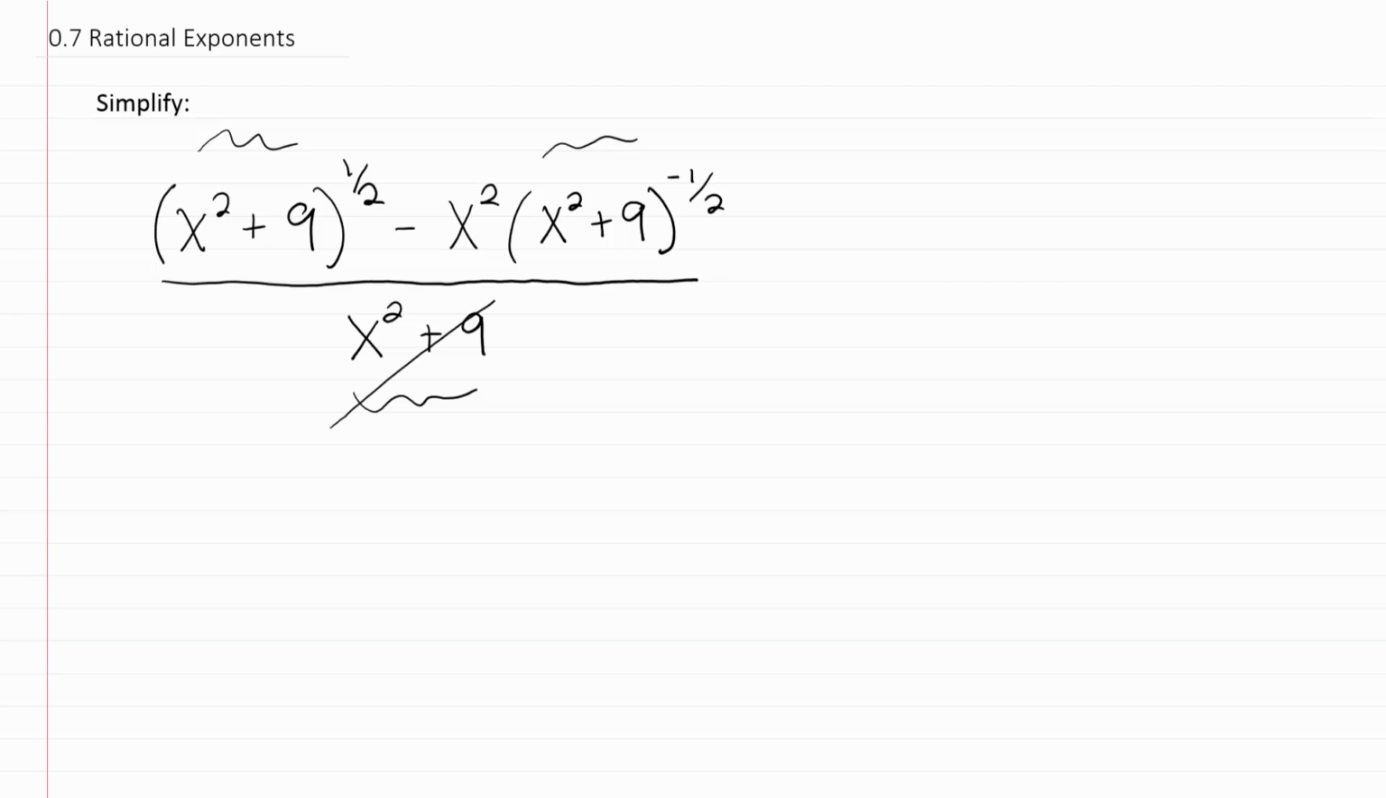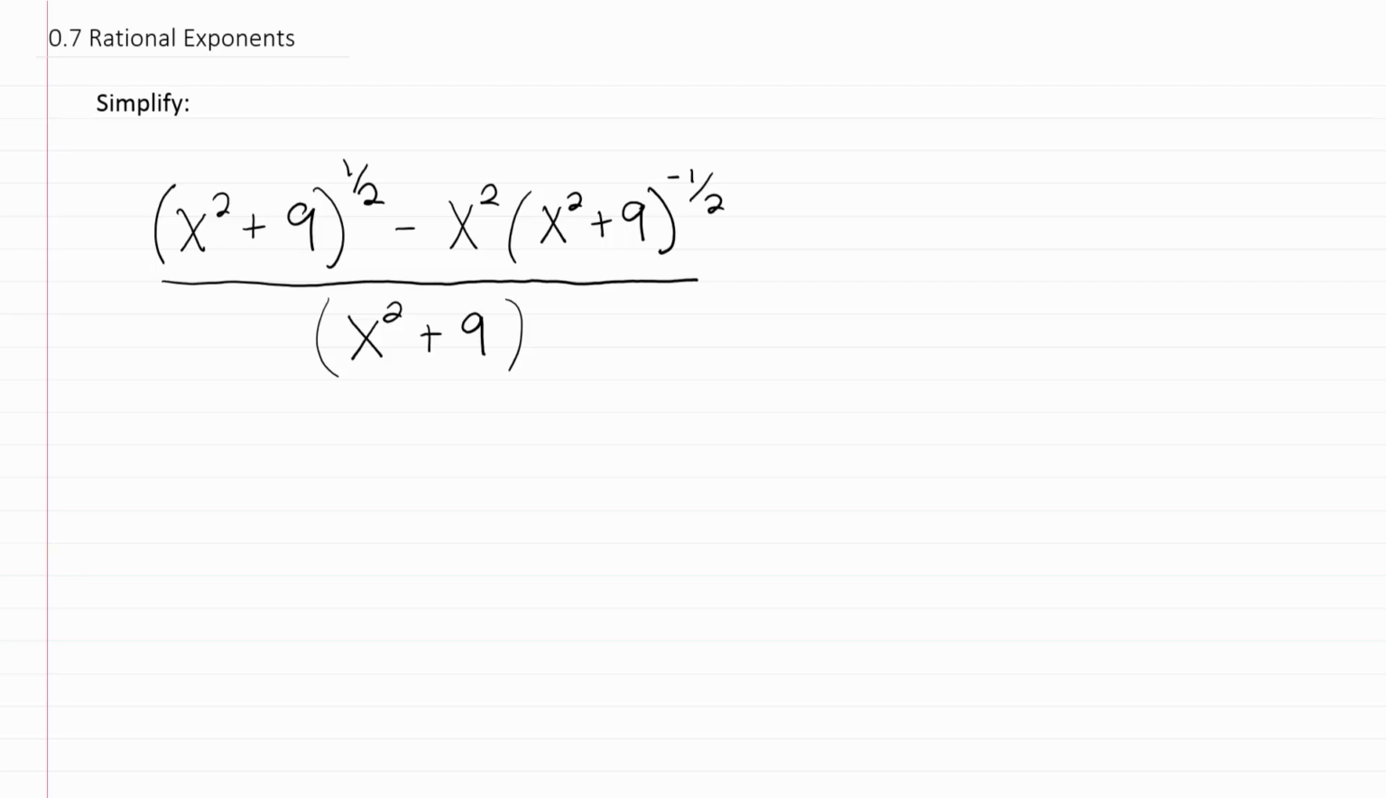It'd be nice if we could do something like this, but we can't. The reason is that you can only cancel if things are expressed as a product in both the numerator and the denominator. So this term, for example, could be canceled with x squared plus 9 in the numerator if this wasn't a difference or a sum. But it is a difference, in this case. That means we need to first factor the numerator so we can cancel the way we'd like to. So we're kind of stuck trying to factor that numerator.